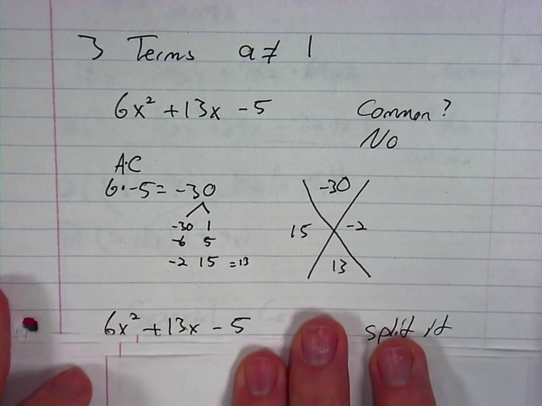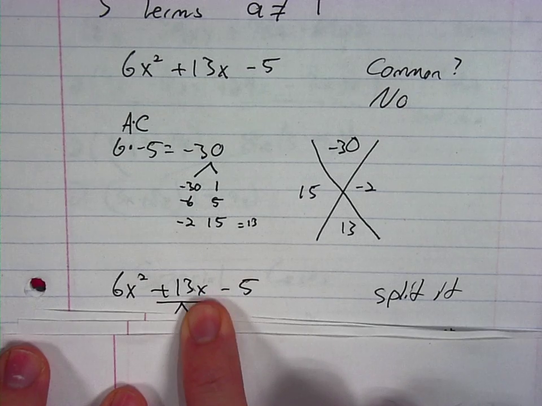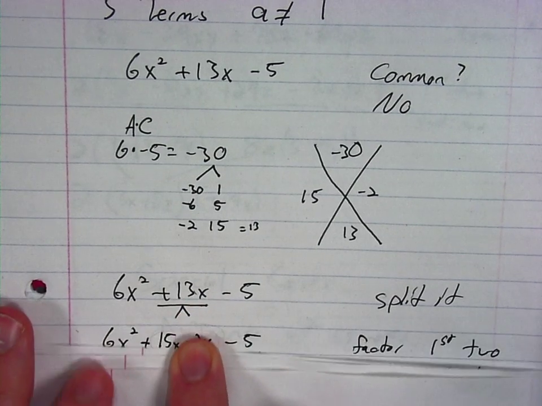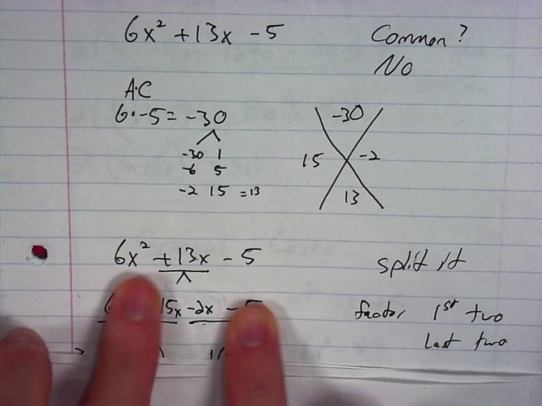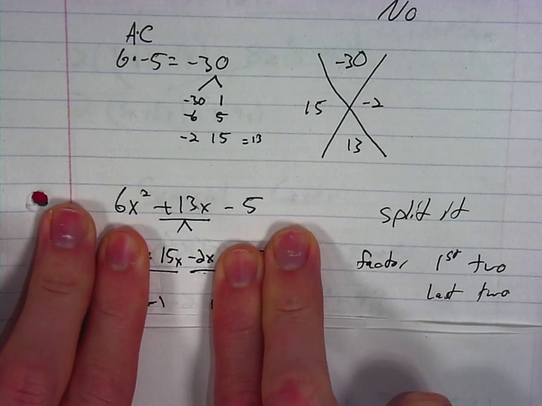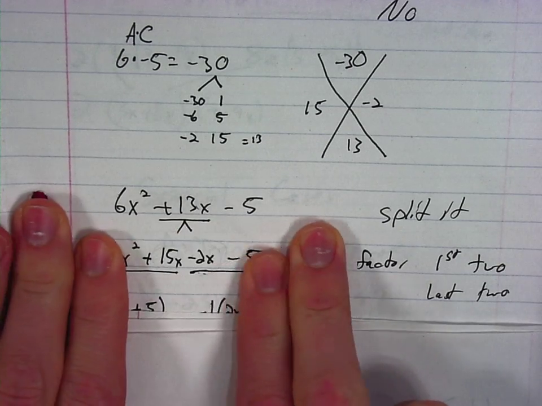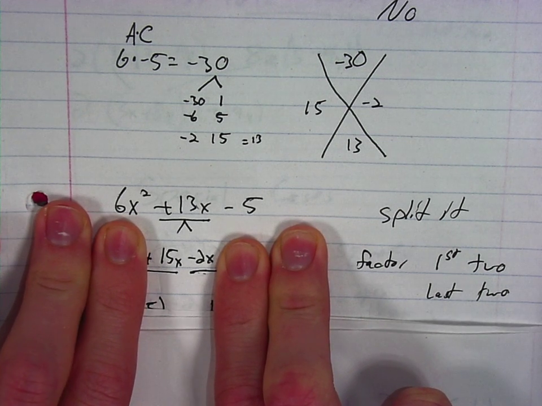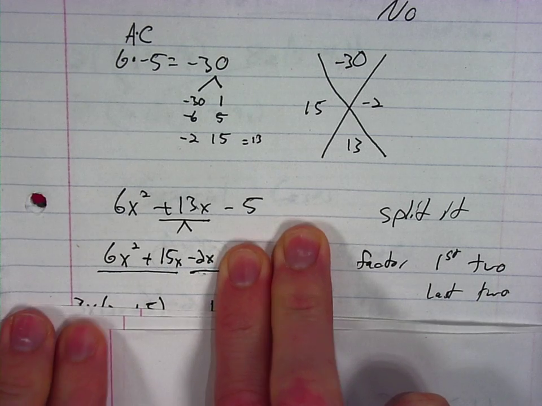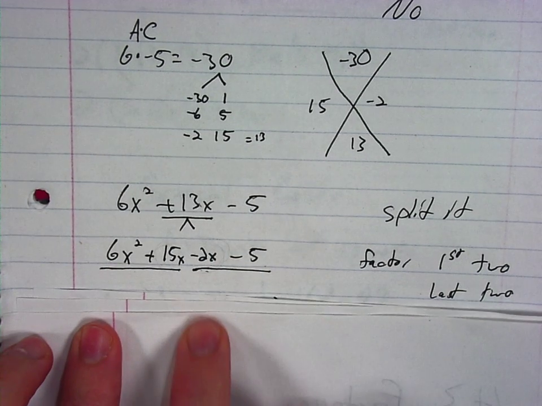Okay, I'm going to split this plus 13x into plus 15x minus 2x. See how 15x minus 2x would still equal 13x. So I didn't change the value of the expression. It's still going to be the same. Alright, so I rewrite it like that.